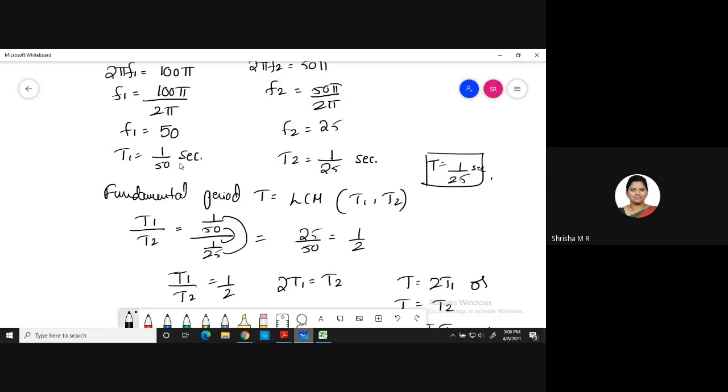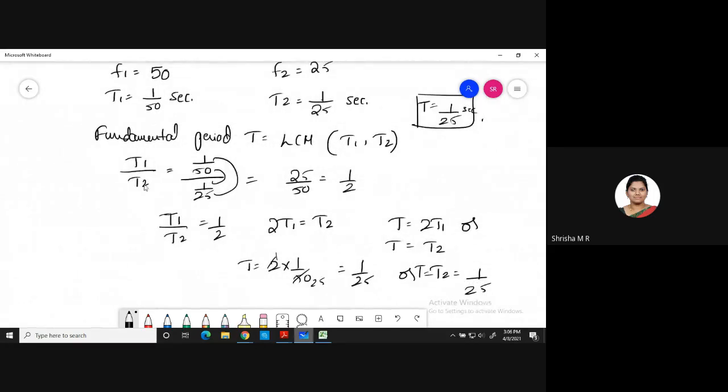So how do we find the fundamental period for T1 and T2? For this equation you have to take the LCM of T1 and T2. Or you can also take the ratio of T1 and T2, get the simplest form and equate that. That is your fundamental period. So the fundamental period T is nothing but 2 times T1, which is also equal to T2.